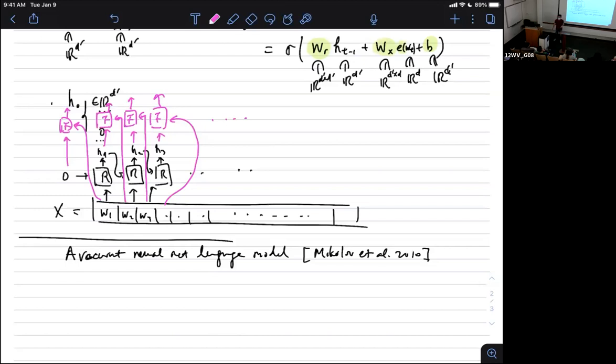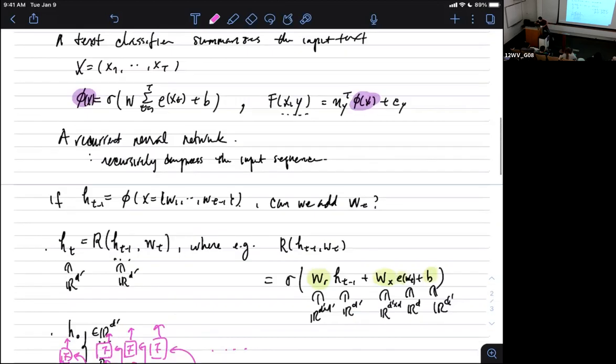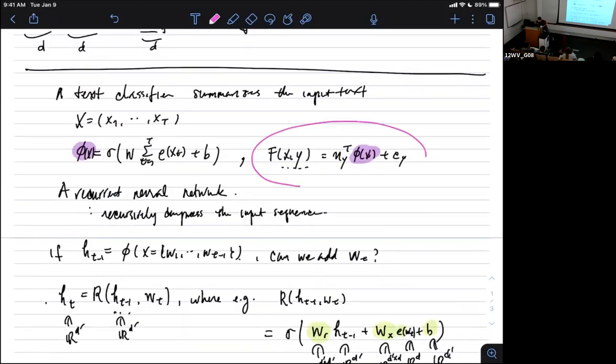Yes. Do we store the F anywhere? Does it have a dimensionality to it? Yeah, I mean the F is here. We already talked about it, right?